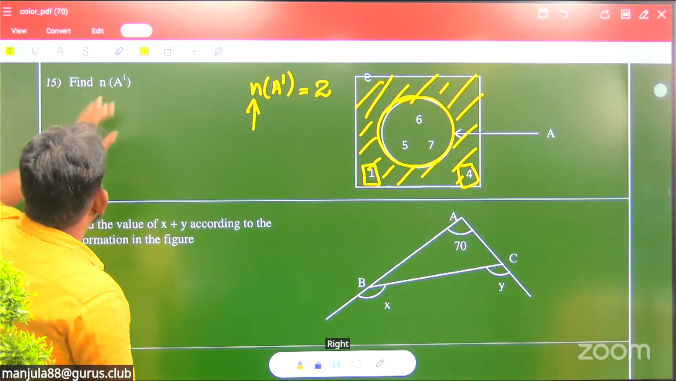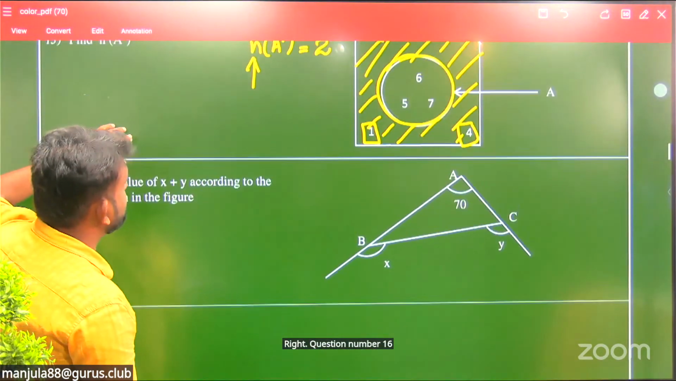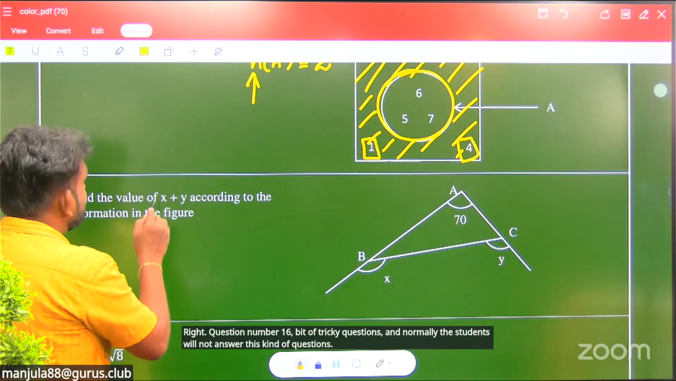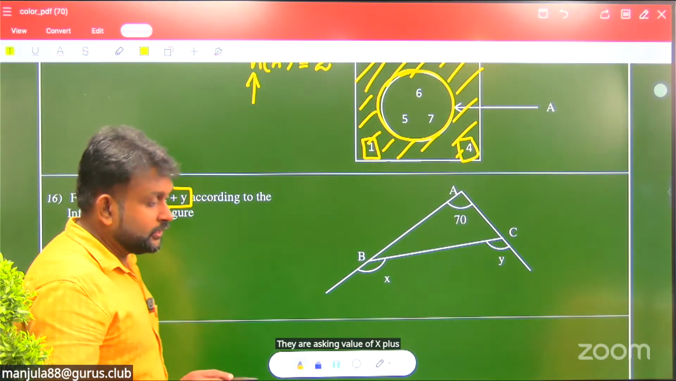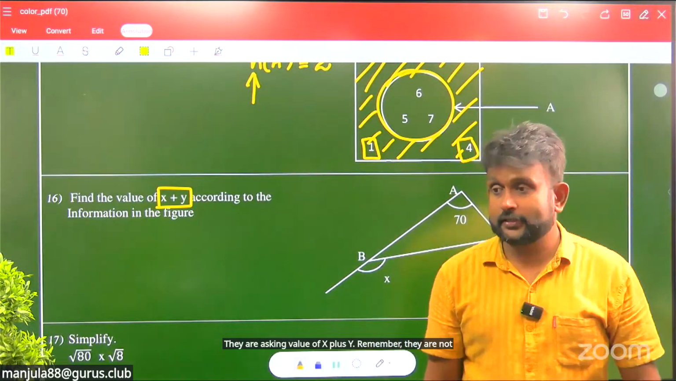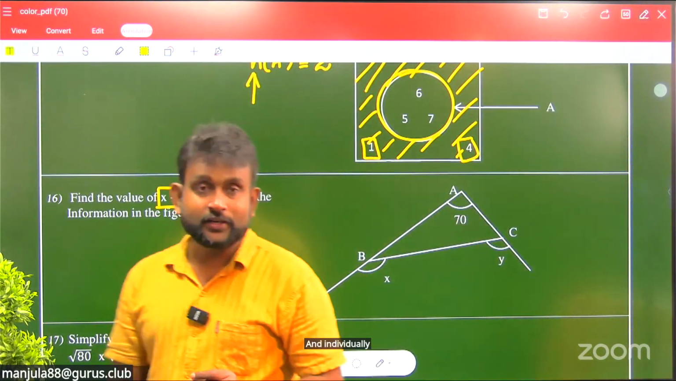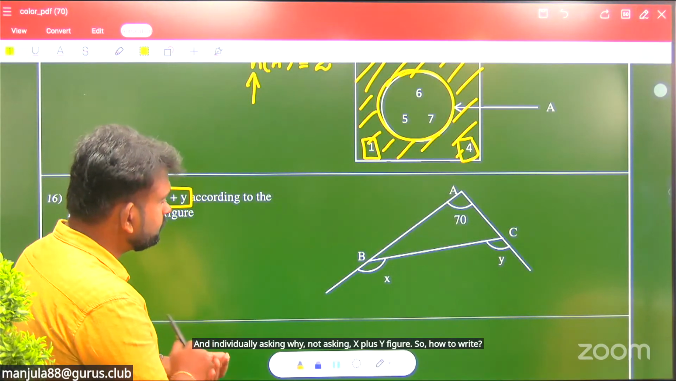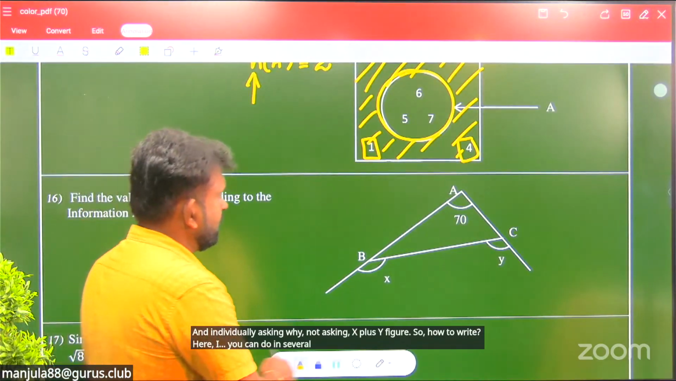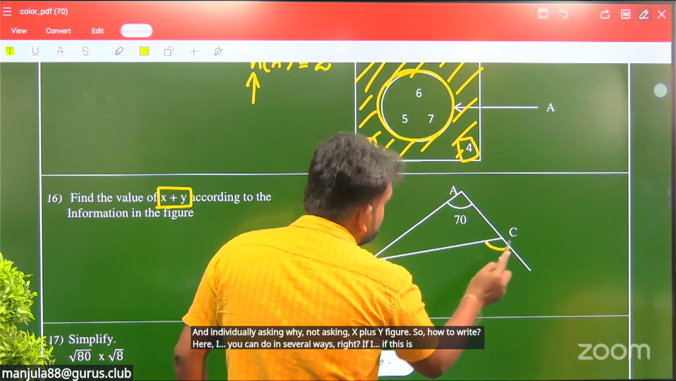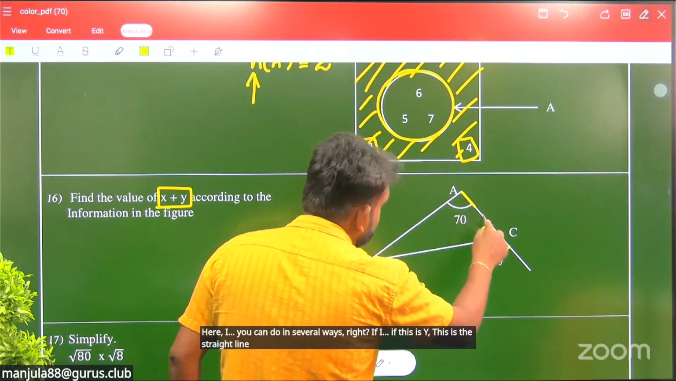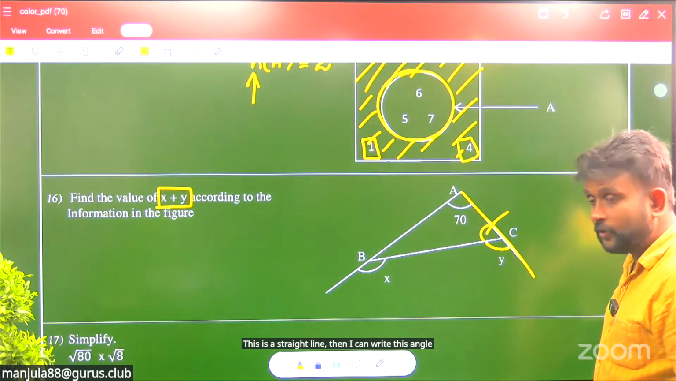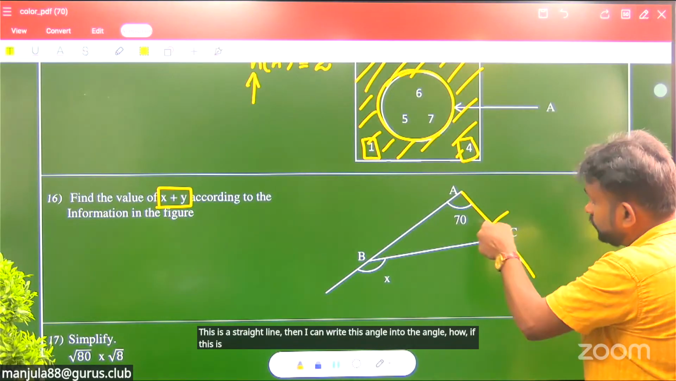Right. Question number 16, a bit of a tricky question, and normally the students will not answer this kind of question. They are asking the value of x plus y. Remember, they are not asking x individually and y individually, they are asking x plus y. So how to write? Here you can do it in several ways. If this is y, this is a straight line. Then I can write this angle. How? If this is 120, how to take the inside?